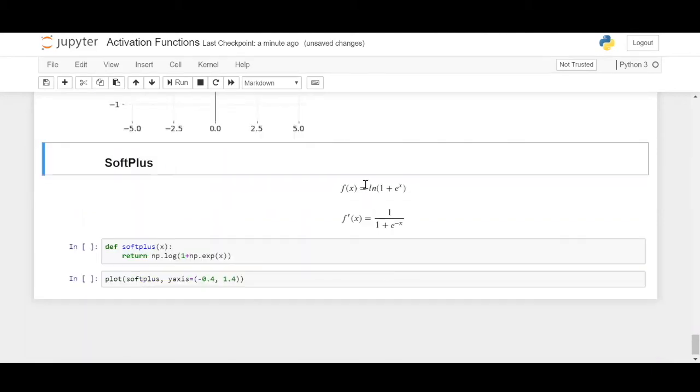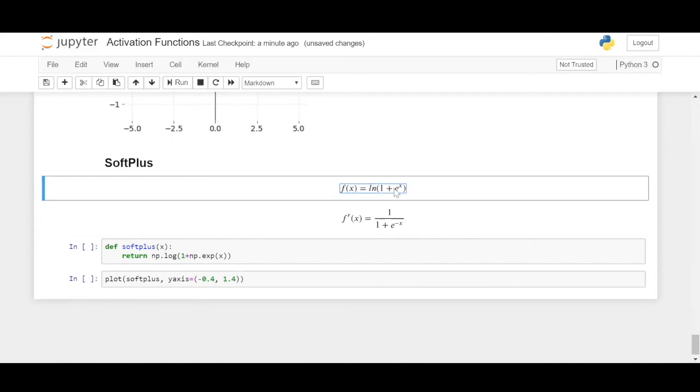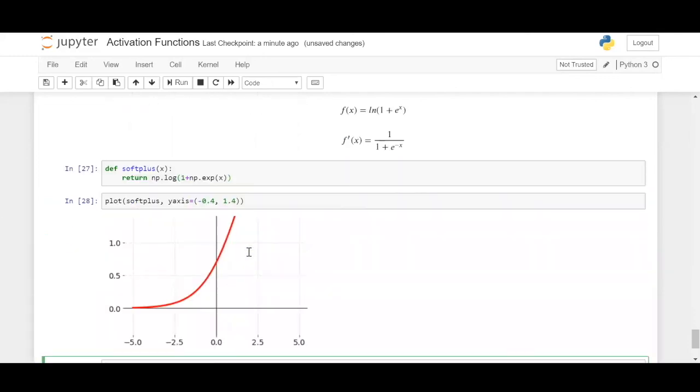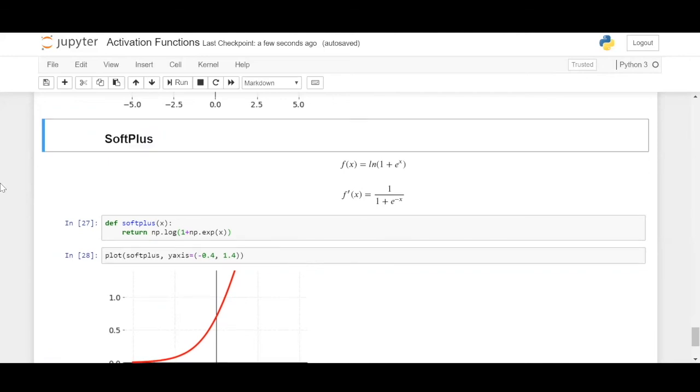Okay, next one is the soft plus activation function. Its derivative is really similar to that of the sigmoid activation function, but its actual formula is natural log of 1 plus e power x. Let's define the activation function and plot the soft plus activation function. So what you see here is the soft plus activation function, whose formula is nothing but natural log. Here also you won't be using much of this activation function. I just wanted to show you the different activation functions that are out there in the world of neural networks.